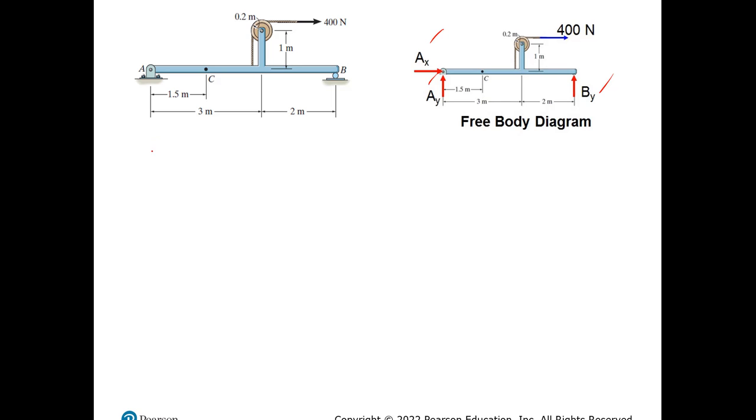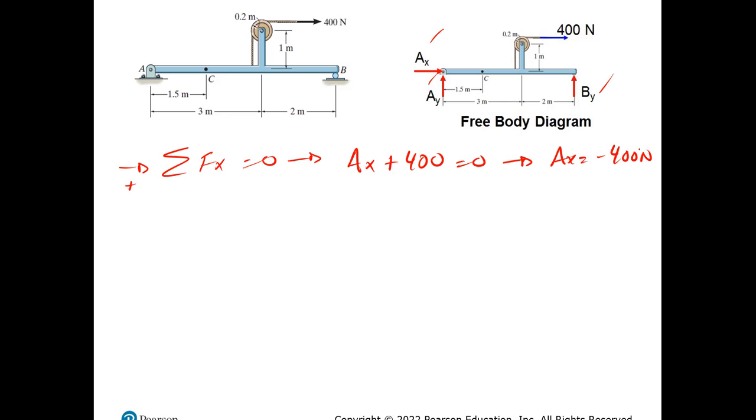So I will do sum of forces in the X direction equals 0, and all I have here will be AX plus 400, that equals 0. So AX will be equal to minus 400 newtons, and I'm not gonna tell you the same thing about the sign. Then all I have to do is to apply sum of moment, and I will do it around B, so that way I don't have to deal with this.